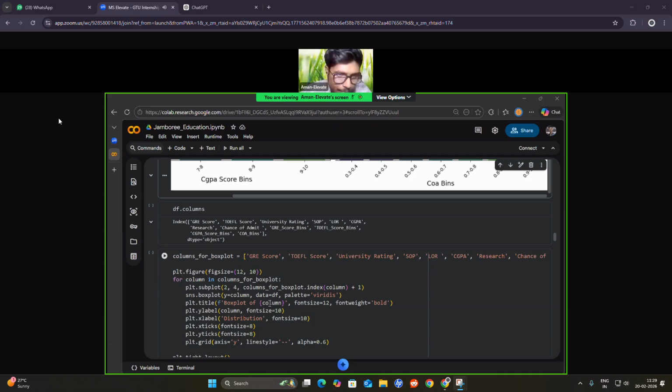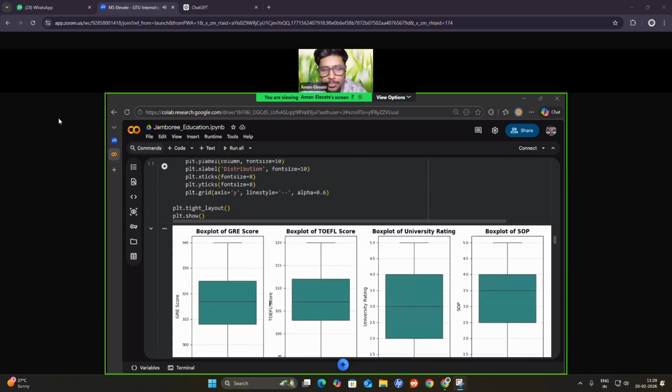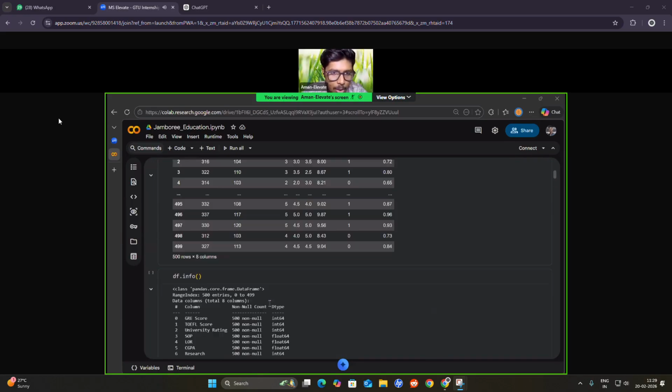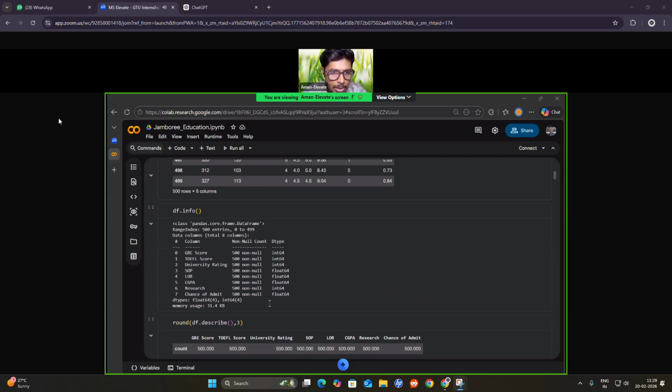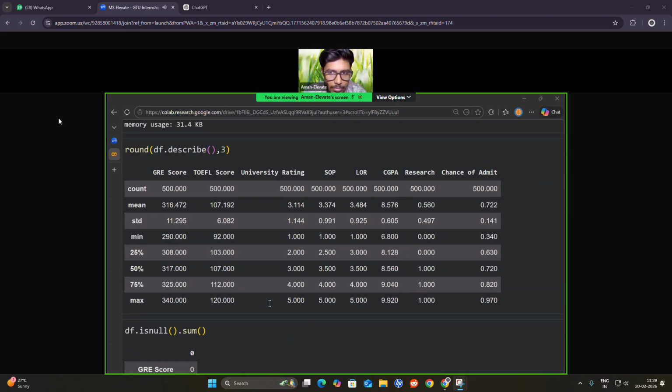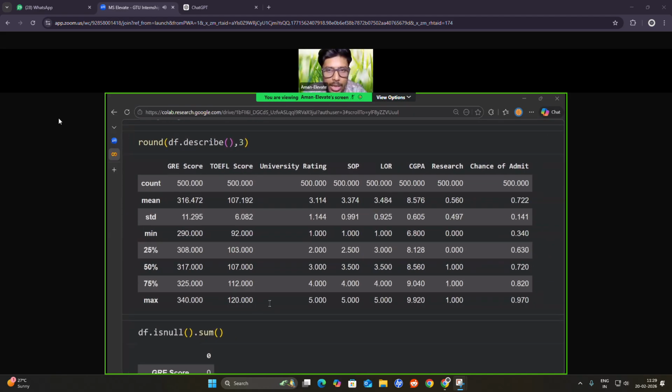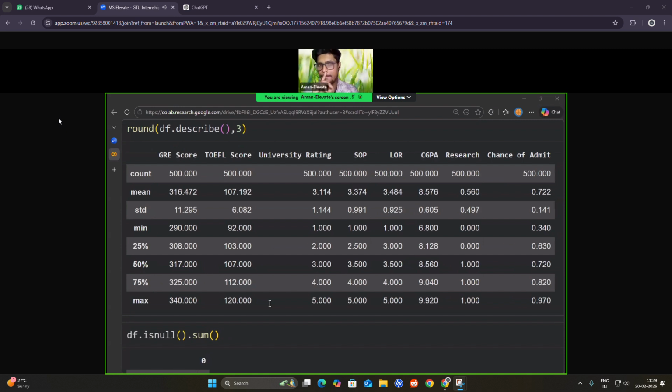Good one. So now let's check for outliers. Can you guys tell me something about outliers using this data dot describe? Can you tell me the definition of outliers mathematically?